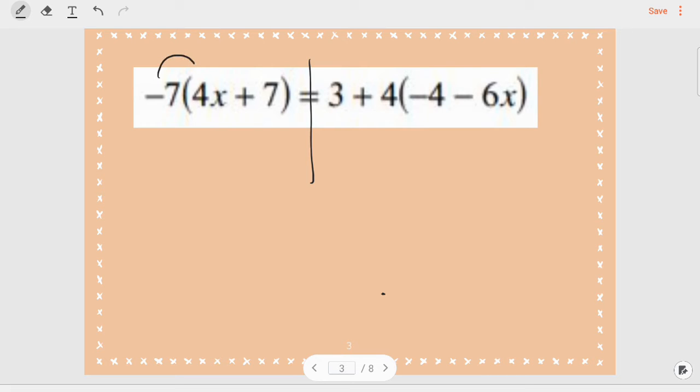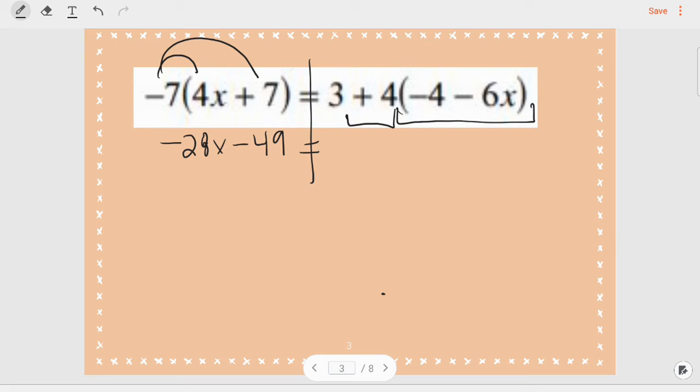Let's start with the right-hand side. Distribution. I'm always going to do all my distribution first. I have negative 28x and a negative 49. So minus 49 equals, okay, here's my parentheses. What am I going to distribute? Just the positive 4.